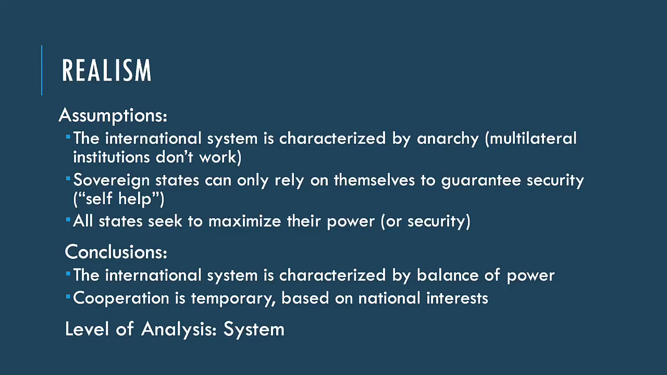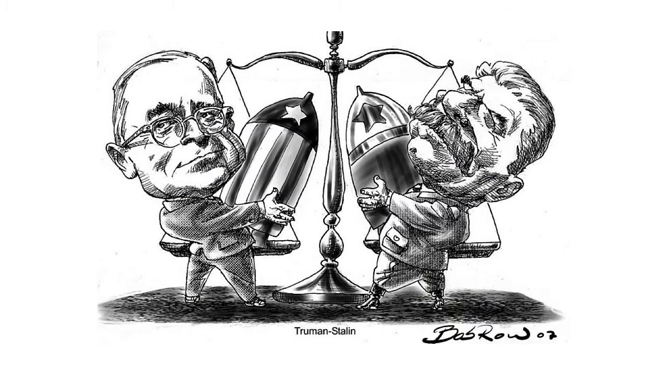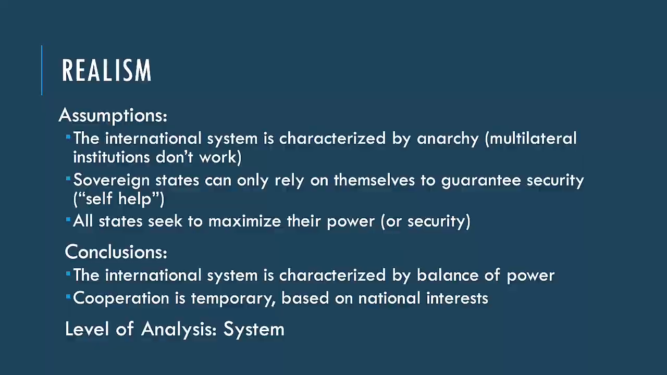Realism then draws several conclusions about international relations based on these assumptions. Most notably, the international system is characterized by balance of power. This means that if one country rises in power, other countries will respond by increasing their own power. Realism doesn't rule out cooperation between states, but argues this cooperation will only be temporary. It will only last as long as it is in the state's national interest.